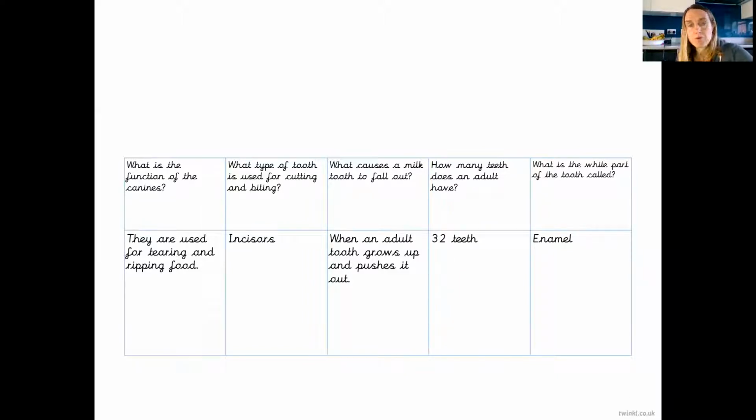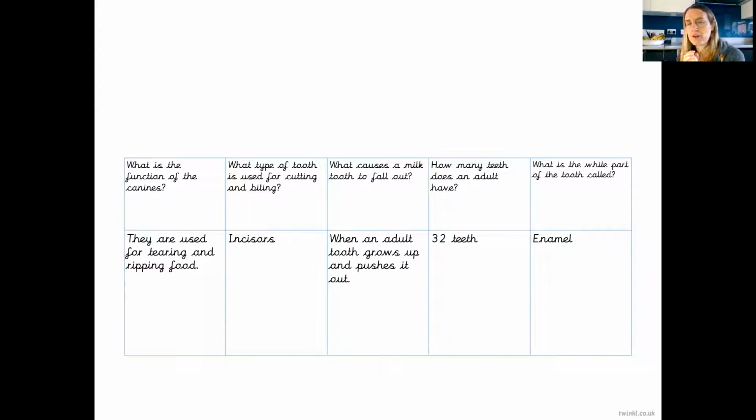What type of tooth is used for cutting and biting? They're the ones right at the front. They are called the incisors, and you can spell it like that. If you didn't get the spelling right, don't worry about it, but just have a look at how it is spelt. Question 3, what caused the milk tooth to fall out? And the answer is obviously when an adult tooth grows up and pushes it out. So it's the adult teeth growing up that force the other teeth to fall out.